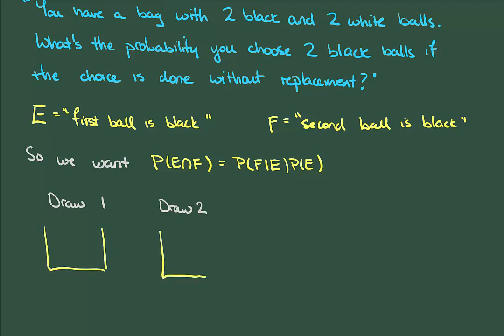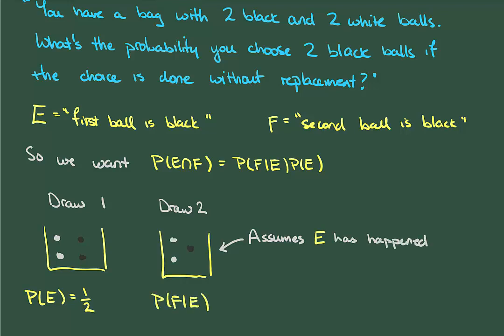Okay, let's draw out our 2 scenarios, remembering that we're not replacing the balls. In the first draw, the probability of a black ball is just a half. We can see that easily. But in setting up the second bag, which now only has 1 black ball, we've assumed that E has already happened, namely that we've removed a black ball. So the probability of F here depends on whether or not E has happened.